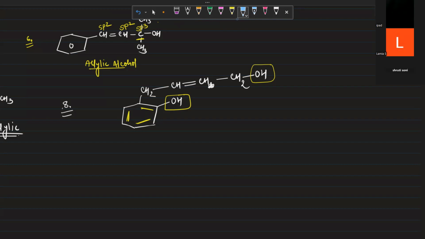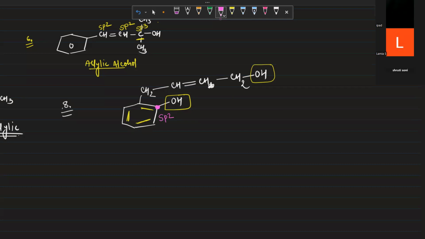Vinylic is when the carbon is directly attached to the double bond, right? This is a tricky topic because both are similar. Tell me the hybridization of this carbon, the pink one. That carbon is sp3, right? Don't you think it has a double bond, so it will be sp2?